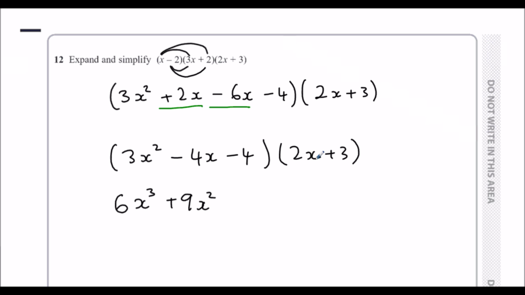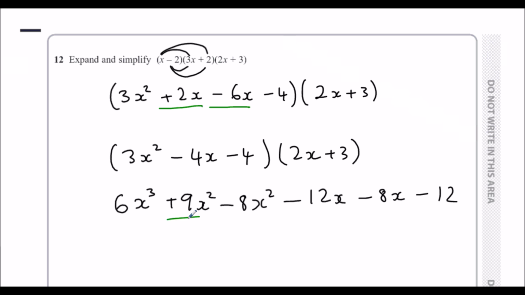minus. A negative times a positive is negative, 4x times 2x, 4 2s are 8, x times x is x squared. A negative times positive is negative, 4x times 3 is 12x, and then negative 4 times them both, so negative times a positive is negative, 4 times 2x is 8x, and negative again, 4 3s are 12.